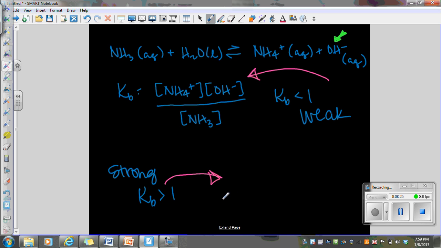It is product favored. And we talked about how strong acids and bases completely dissociate. Weak acids and bases only partially dissociate.